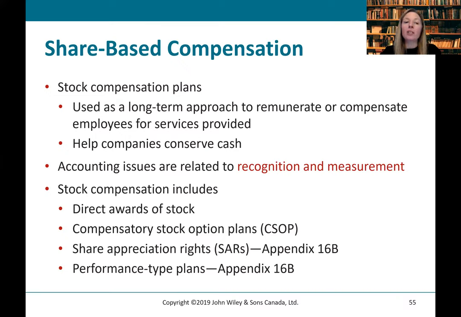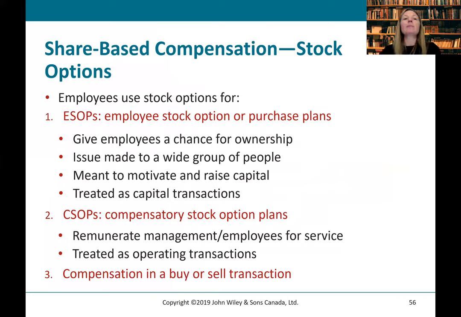Stock compensation can include direct awards of stock. It can include a compensatory stock option plan. It can include share appreciation rights or performance type plans. The last two of those, share appreciation rights and performance type plans, are more complex than we're going to cover in this chapter, but you're welcome to take a look at those in the appendices for chapter 16.